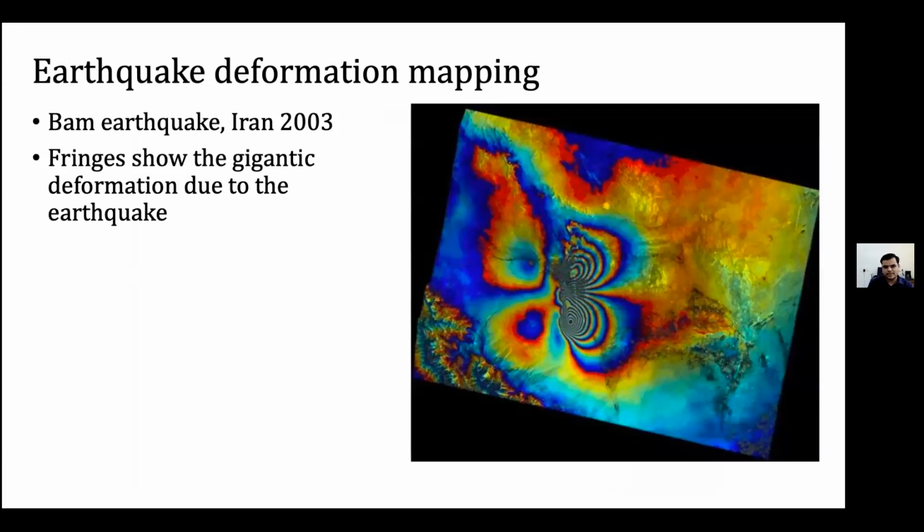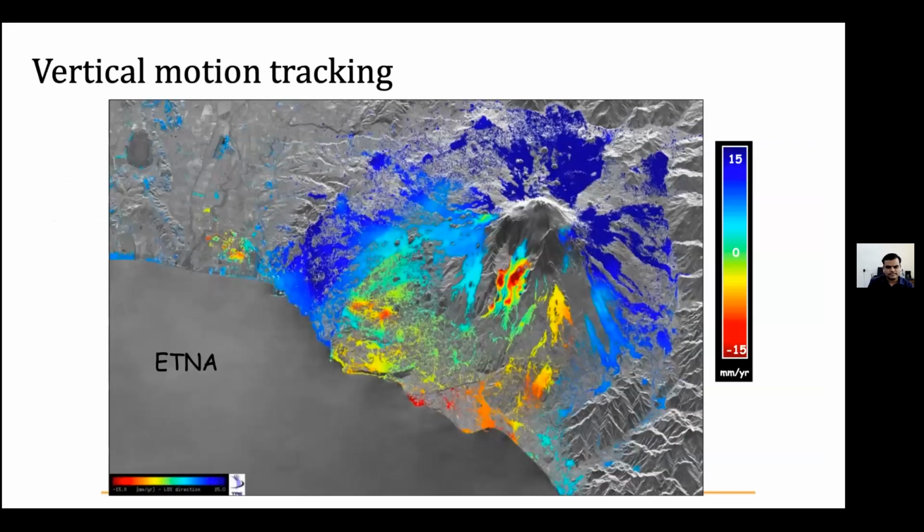Also, earthquake deformation mapping is done, and here we are seeing an example of the Bam earthquake in Iran in 2003. This was a huge earthquake, and using SAR interferometry, we can map out exactly where the epicenter of the earthquake was and how much deformation is happening. Using this fringe information, we can then estimate the deformation and the extent of the disaster, and then analyze those impacts.